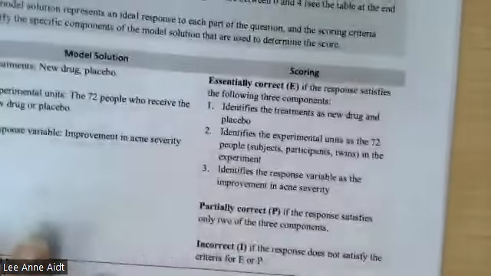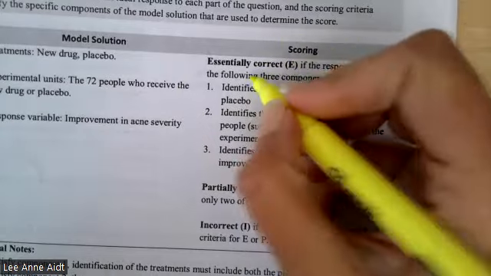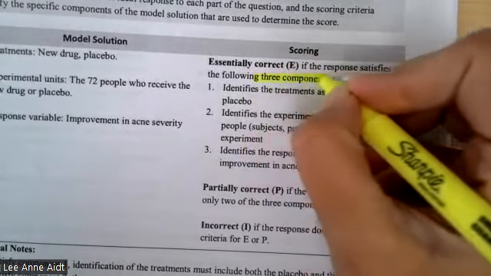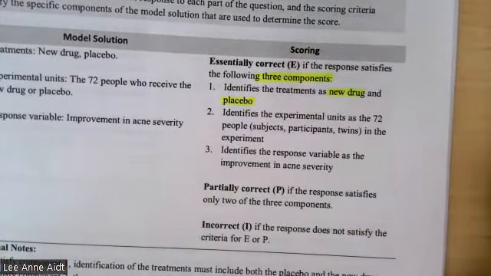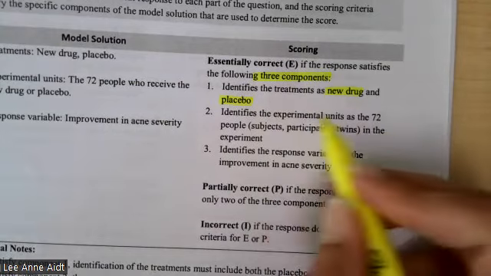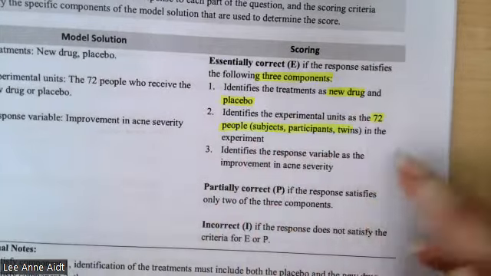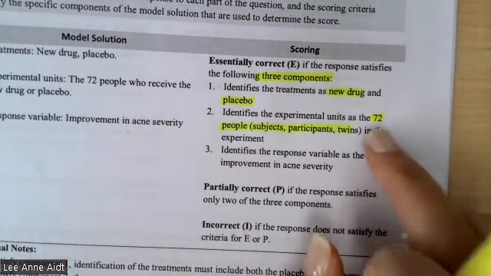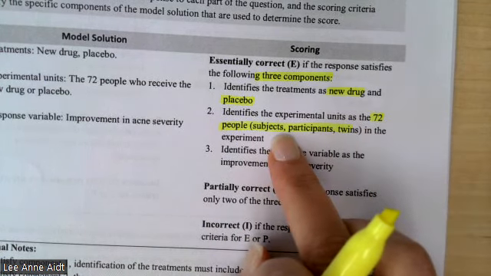All right. Flip to number two when you're ready. Two A. For an E, you need three components. Identifies the treatments as the new drug and the placebo. Identifies the experimental units as the 72 people. You can say subjects or participants or twins. You don't need to say 72 and you don't need to say 36 pairs. You just need to identify them as the people.